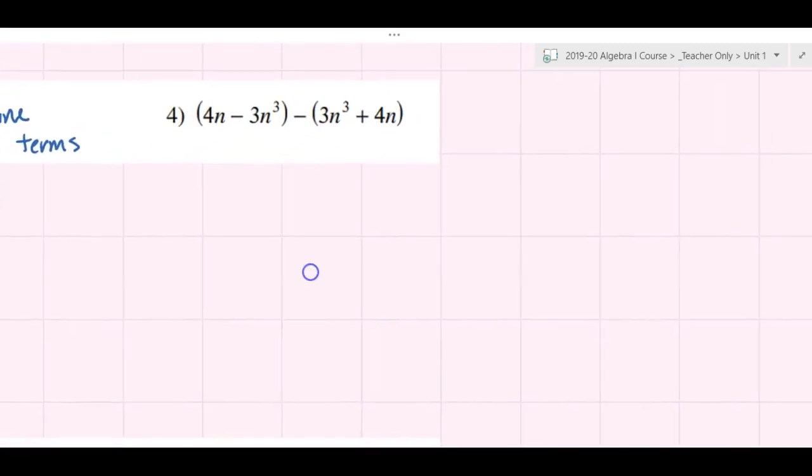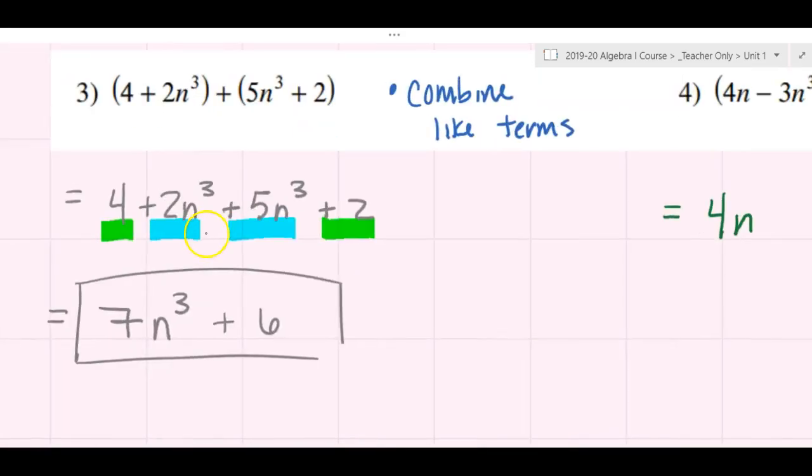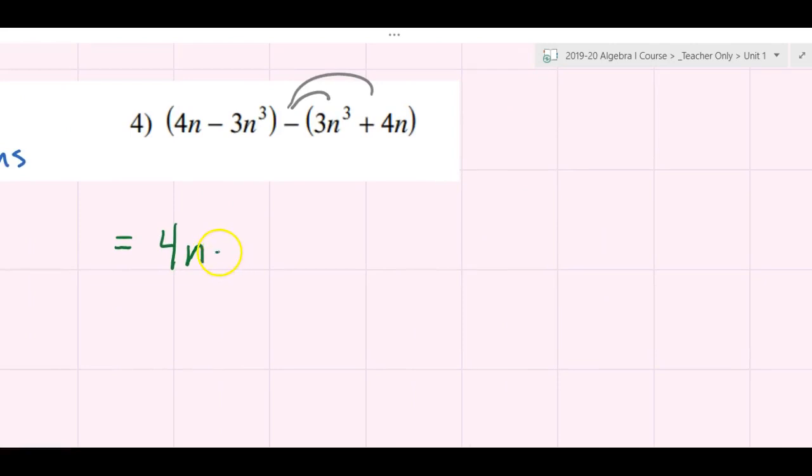Back to subtracting polynomials. So the two steps are distribute, then combine. So we're going to bring the first polynomial down, 4n minus 3n to the third. Now when I distribute the negative, it's like multiplying by a -1, which will change each term's sign. They were both originally positive. Distributing the negative will make them both negative.